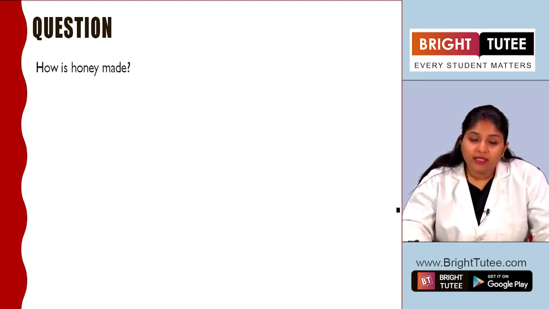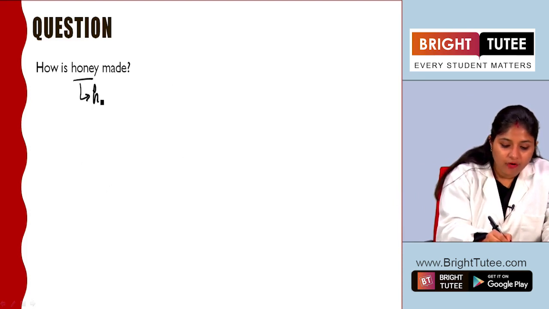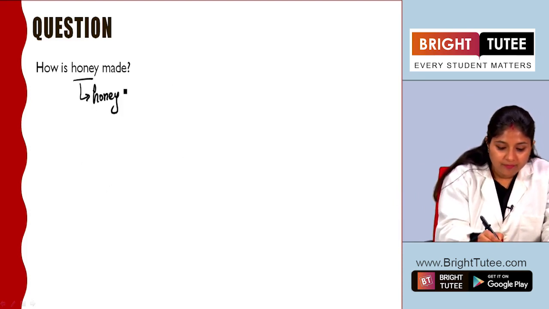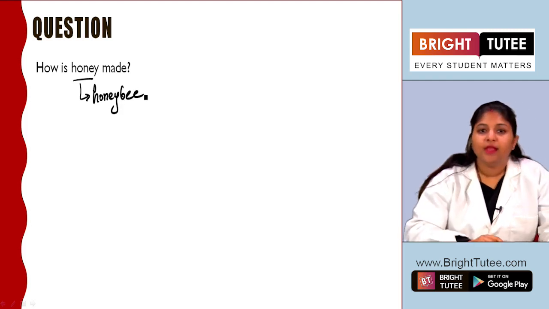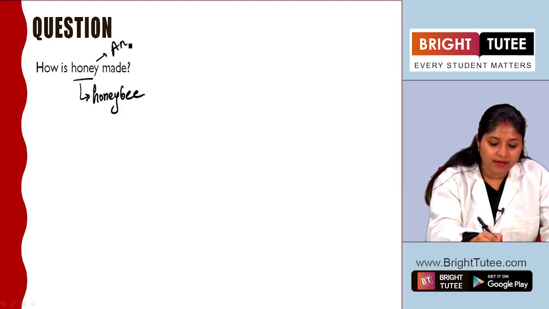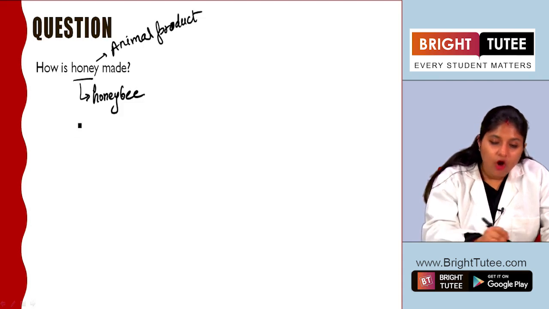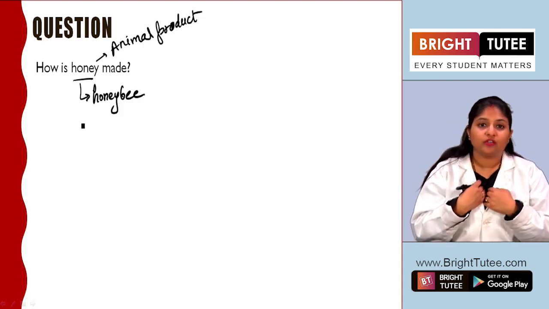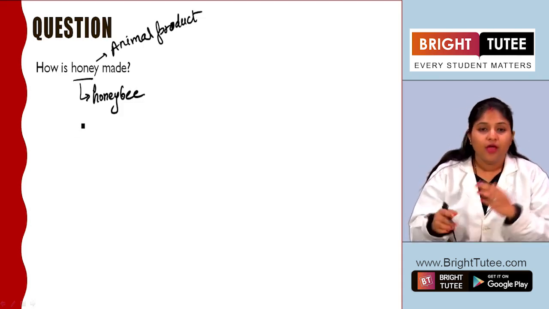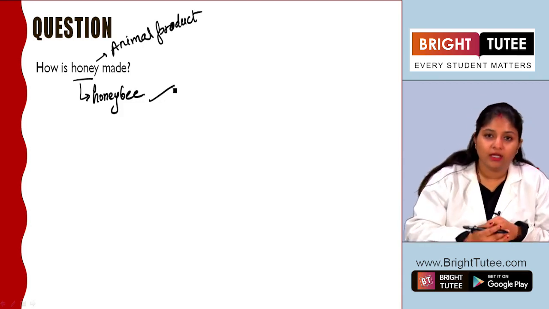Now, how is honey made? We know that honey is basically an animal product and we obtain it from the honey bee, right? So how is it made? Definitely it is made with the help of the honey bee. What we do is simply collect the honey. The rest of the work to make the honey is done by the honey bee.